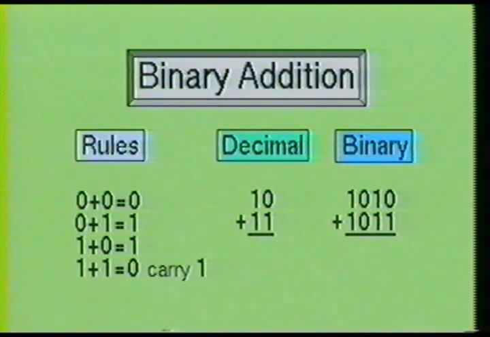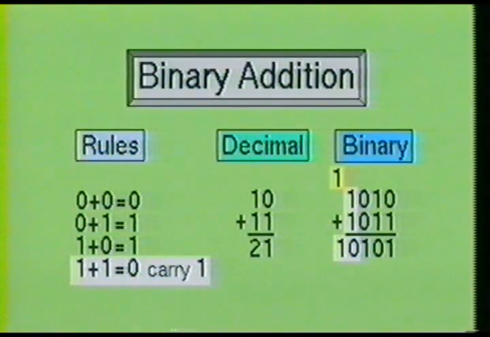We have shown our example in both decimal and binary notation. We can see from the rules for addition that 0 plus 1 equals 1, so we place a 1 in the rightmost column. Next, the rules show that 1 plus 1 equals 0, carry 1, so we place a 0 in this column and carry 1. In the next column, we have 1 plus 0, and the rules show that 1 plus 0 equals 1, so we place a 1 in this column.